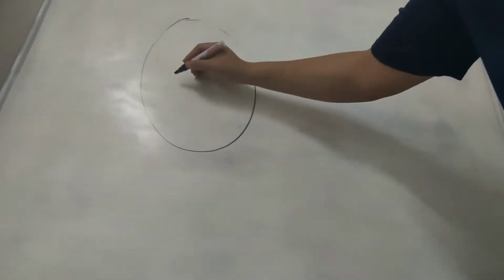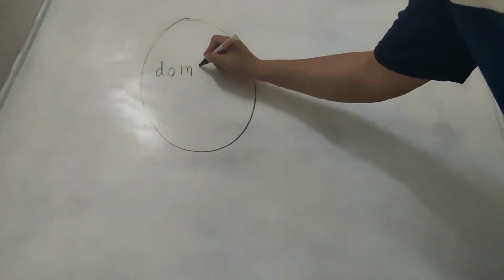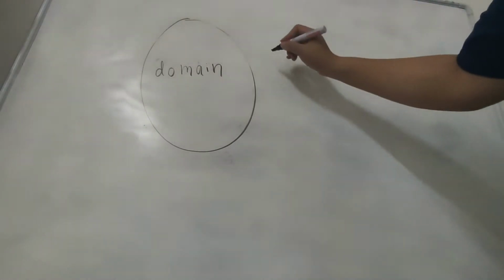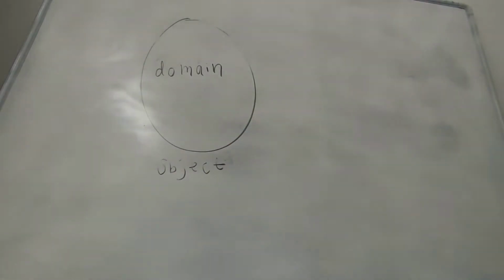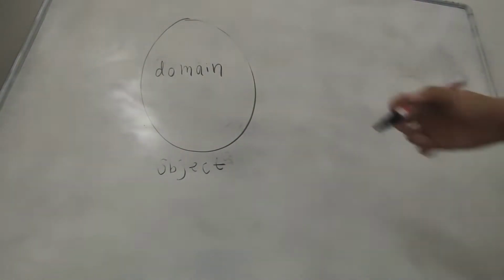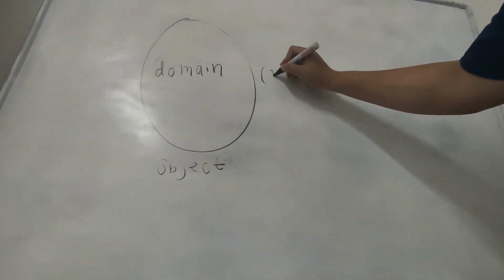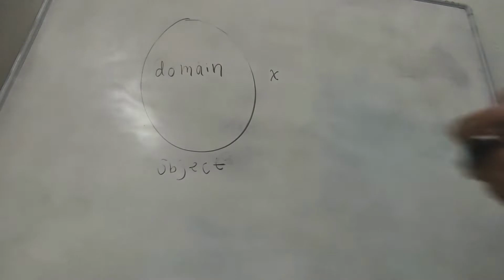Hey guys, today we are going to talk about functions. In relations, you have two different kinds of numbers. You have two sets of numbers. One is known as domain. Domain, you also can call the domain as object. And normally we will use a mathematical notation x to represent it.